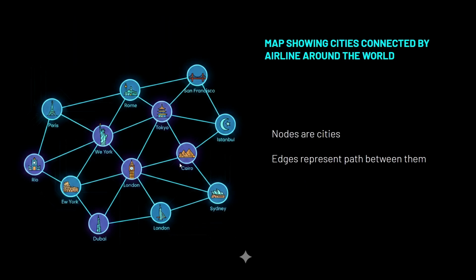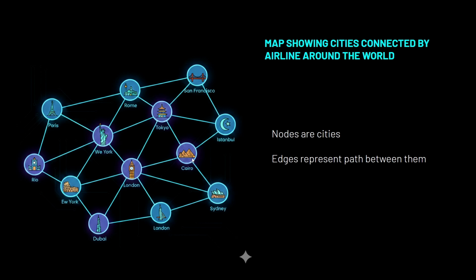Now let's come to another example. Here we have different places and they are connected to one another. If you can go from Rome to New York, and if you can go from Rome to Tokyo, then you can also go back from Tokyo to Rome or from New York to Rome. These edges represent the paths between those different cities. This is a graph where you can go from one city to another. If you want to go from San Francisco to Cairo, you first have to go to Tokyo and then to Cairo.